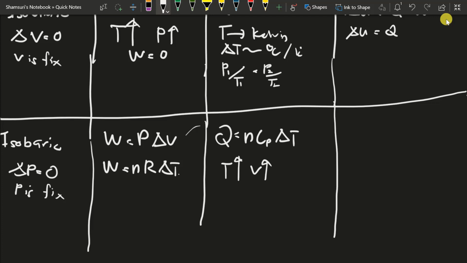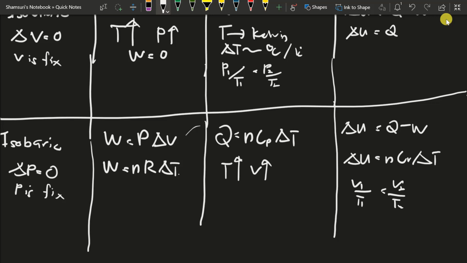Then we know that delta U is Q minus W. Then we can have delta U based on the formula n Cv delta T. And we know that V1 over T1 is equal to V2 over T2, as discussed previously. Okay, this is called the isobaric process.